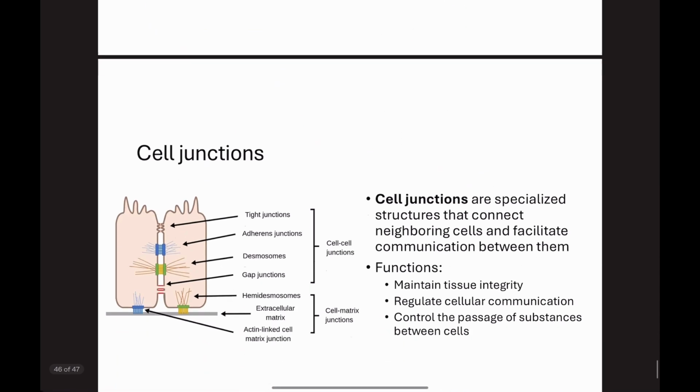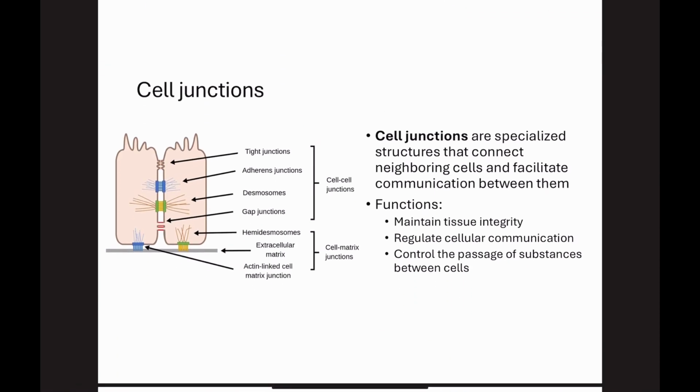So we have something called cellular junctions, and cellular junctions are specialized structures that are going to connect neighboring cells and actually facilitate communication between them. So like our neighboring cells in our tissues, our organ systems, our organs, normally they connect and interact and communicate through direct and physical contact. And the point of these cell junctions is to maintain tissue integrity. It's to regulate that cellular communication, and it's to control the passage of substances between our cells.